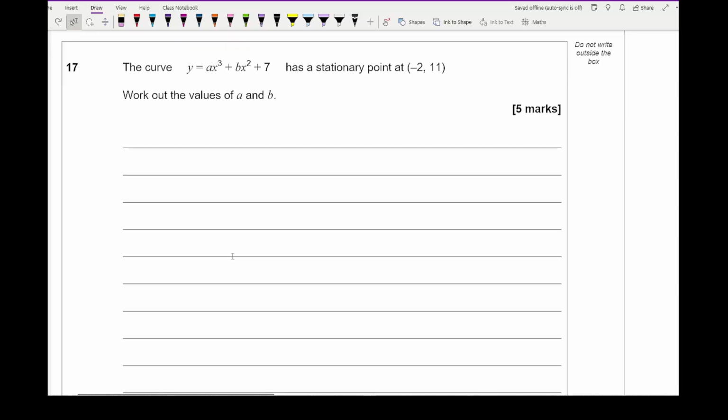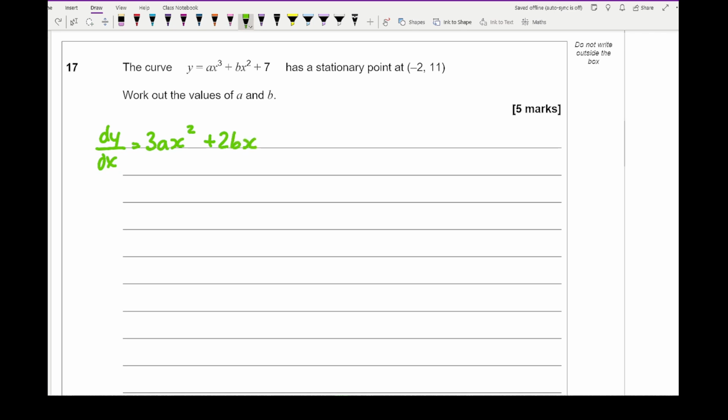Now moving on to question 17, it says the curve y equals ax cubed plus bx squared plus 7 has a stationary point at (minus 2, 11). Work out the values of a and b. So for this, the first thing we'll work out is dy over dx. And working out dy dx of this equation, we get 3ax squared plus 2bx.